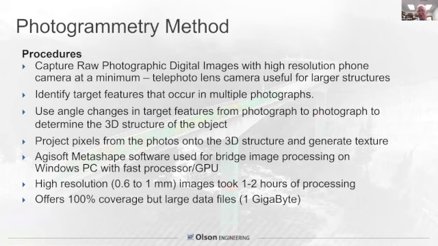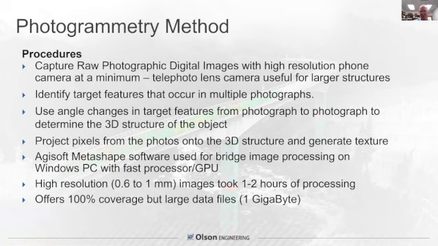It can actually be used in modeling to create a 3D structure if you were photographing something smaller, with almost like some of these so-called 3D printing machines that would make a plastic model for you. You can project pixels from the photos onto the 3D structure, generate texture. We used a software called Agisoft Metashape.